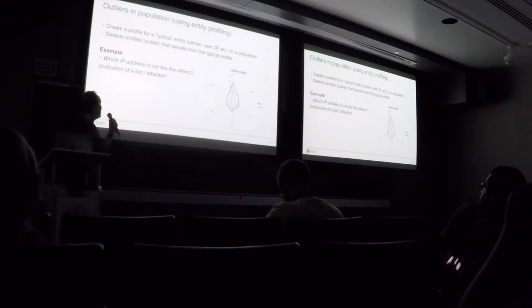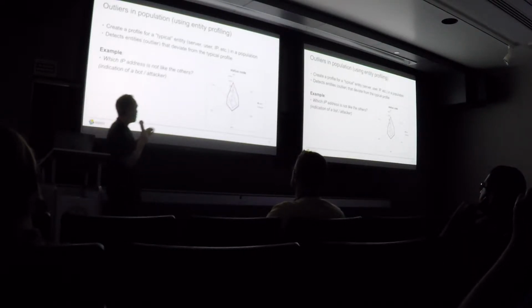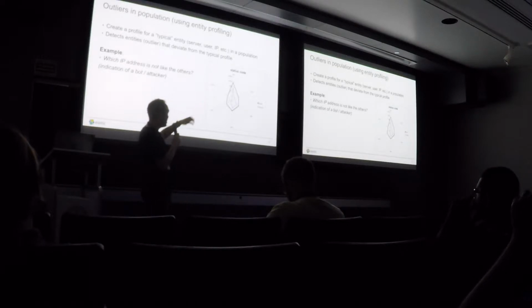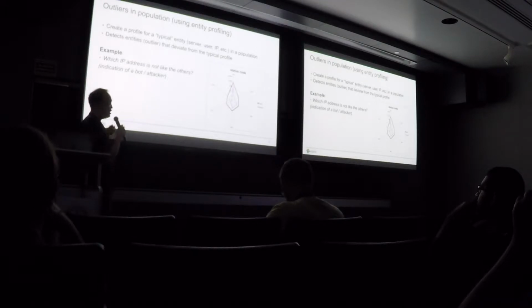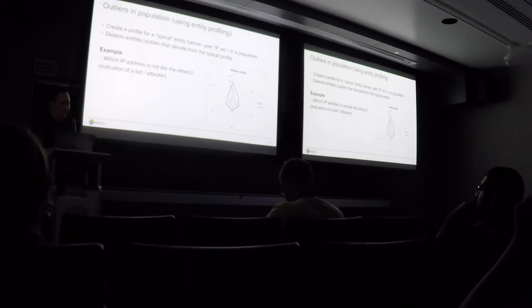And now for the outliers in a population, the algorithm tries to detect what might be common features within the population and group those population documents together. And when you have a document that deviates greatly from that population, you can also alert on that. An example is: which IP is not like all the others in the way it performs or acts?